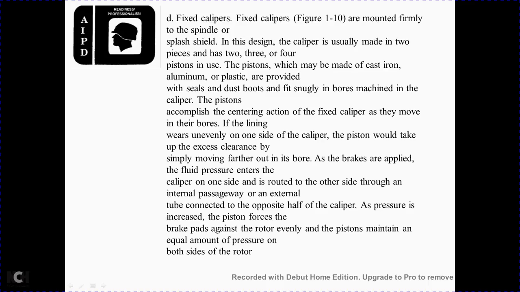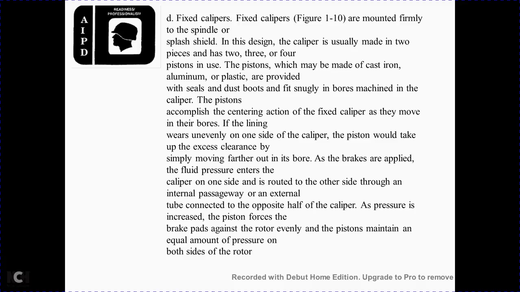Fixed calipers. Fixed calipers are mounted firmly on the spindle with a splash shield. The caliper is made in two pieces, with 2, 3, or 4 pistons. The pistons are made of cast iron, aluminum, or plastic, and are provided with seals and dust boots to fit snugly in the machined bores. The pistons accomplish the centering action of the fixed caliper as they move within the bores.